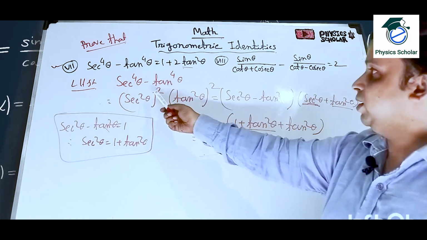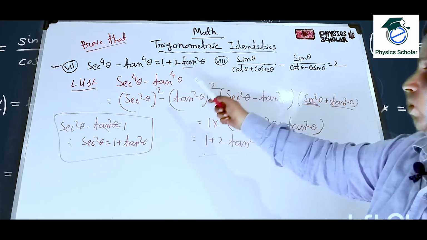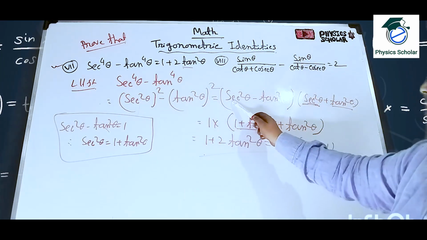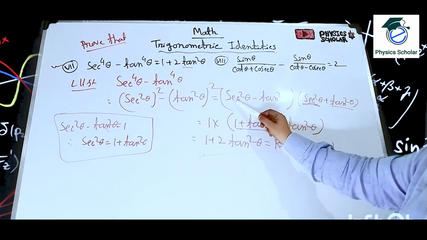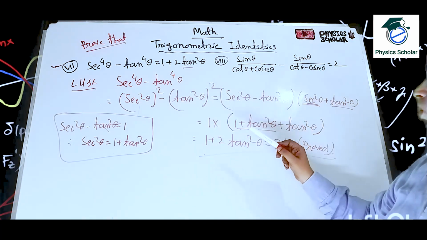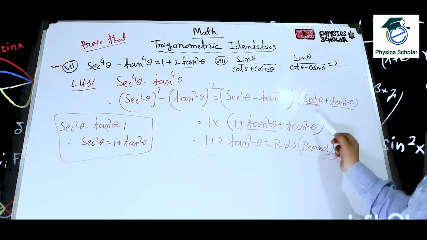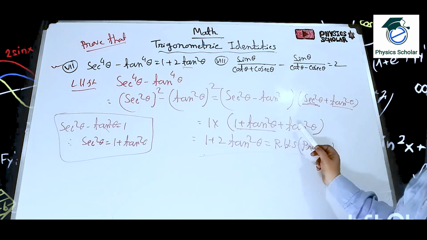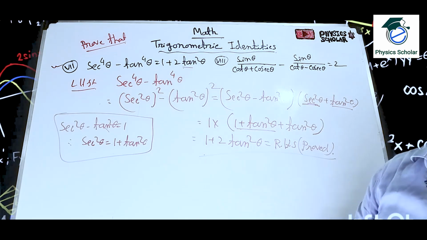So now it is what? Sec to the 4 theta minus tan to the 4 theta. Sec square theta whole square minus tan square theta whole square. So a square minus b square. Clear? So it is what? A plus b into a minus b. So sec square theta minus tan square theta is equal to 1 with the formula we know, into sec square theta, which means 1 plus tan square theta plus tan square theta. That means 2 tan square theta is equal to RHS. So that is proved.